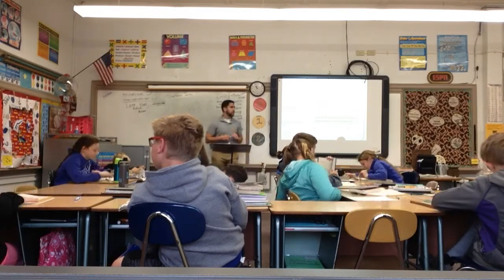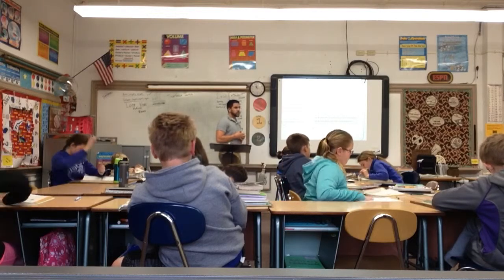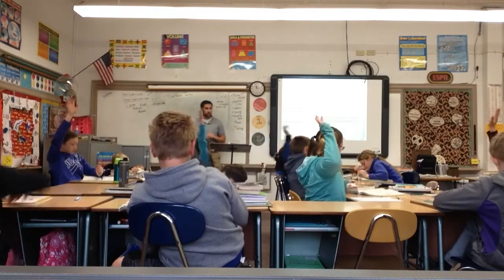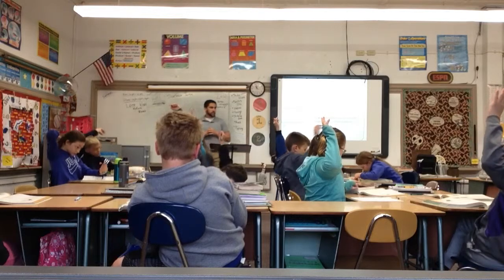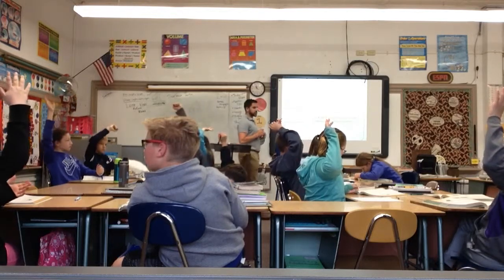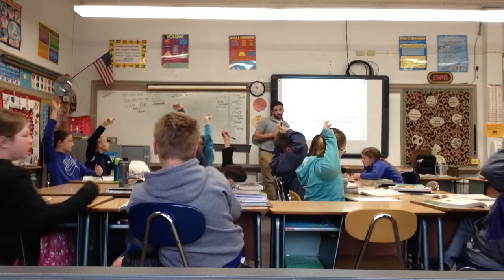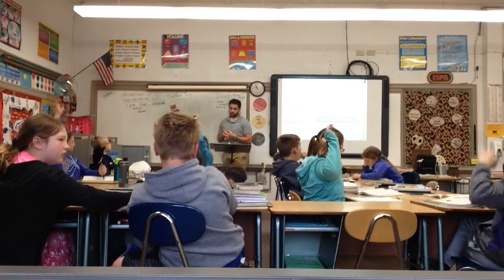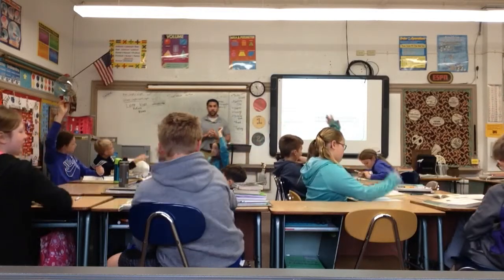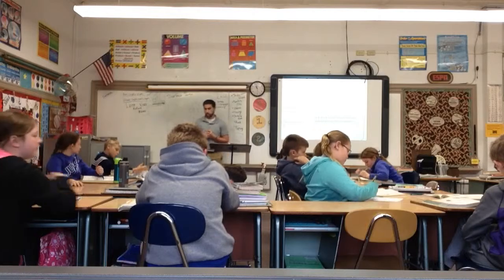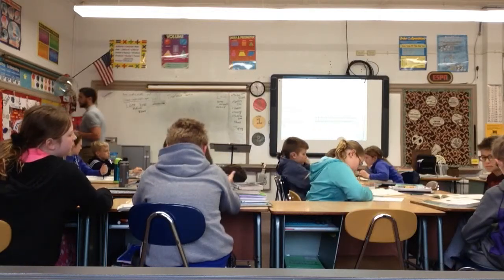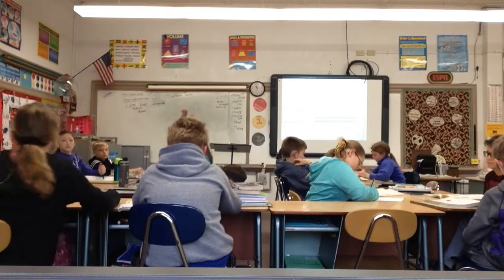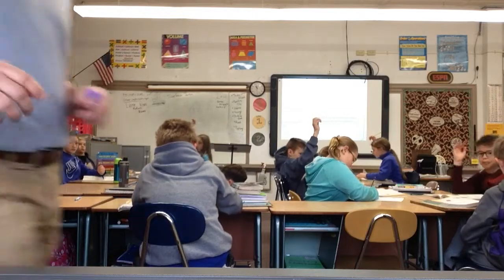Okay, number 6, Marley, what did you come up with? D. Raise a hand if you came up with D also for number 6. Good. Number 7, what did you come up with? John? C. Raise a hand if you came up with C also. Good.